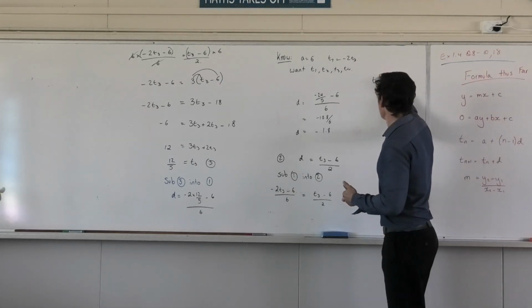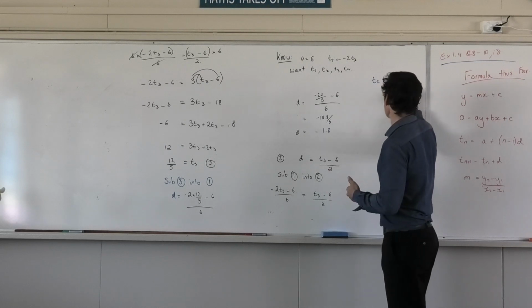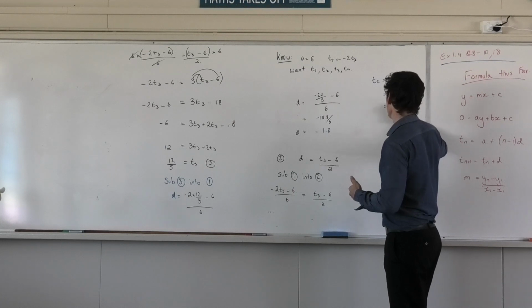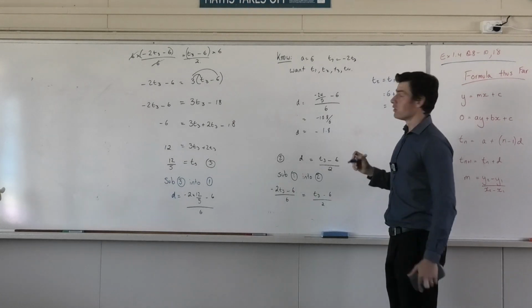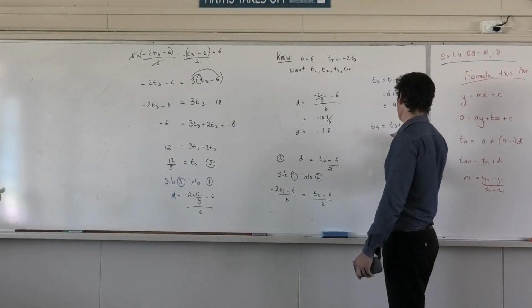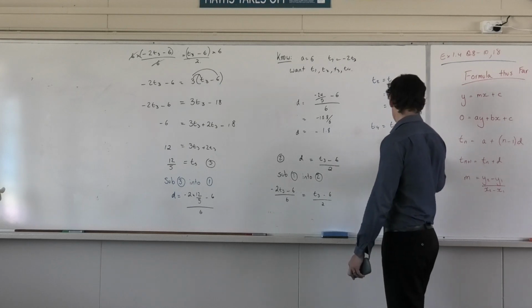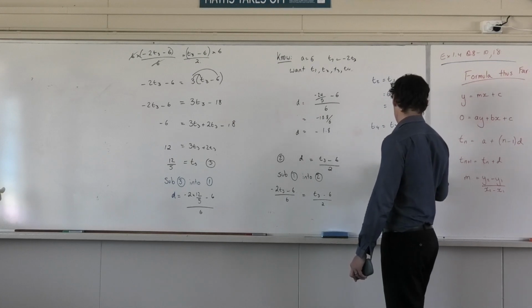T2 equals T1 plus D, which equals 6 plus negative 1.8, which equals positive 4.2. T4 equals T3 plus D, which equals 12 over 5 minus 1.8, which is minus 9 over 5, which equals 3 over 5, which equals 0.6.